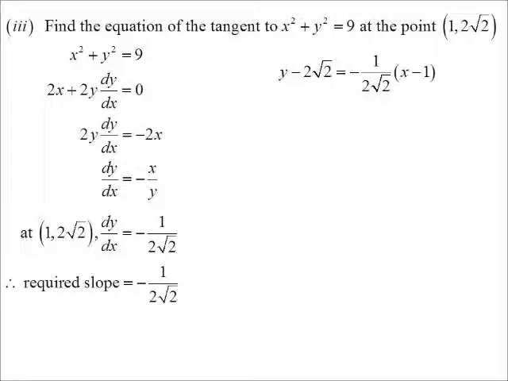Point slope formula. Play around with that. Let's put it in general form. There's the equation of the tangent: x plus 2 root 2 y minus 9 equals 0.